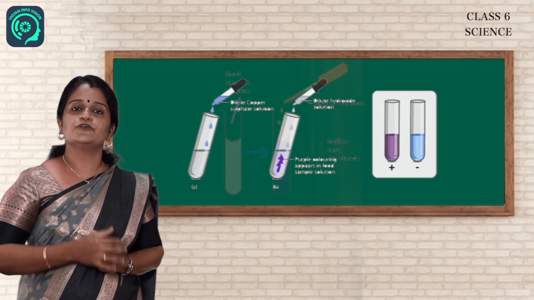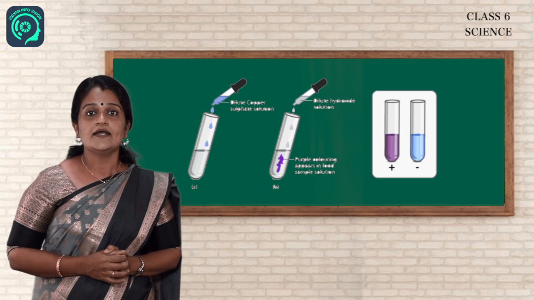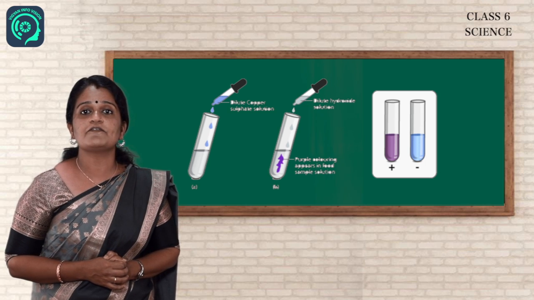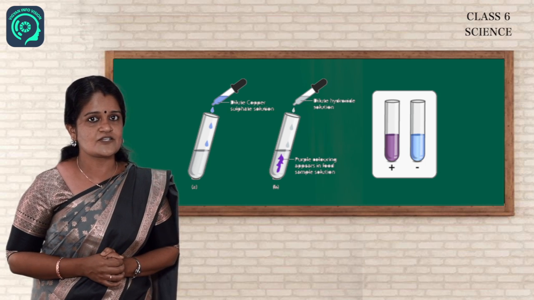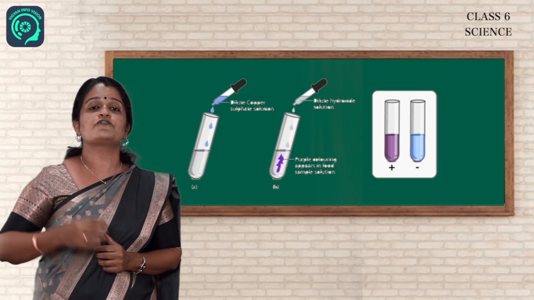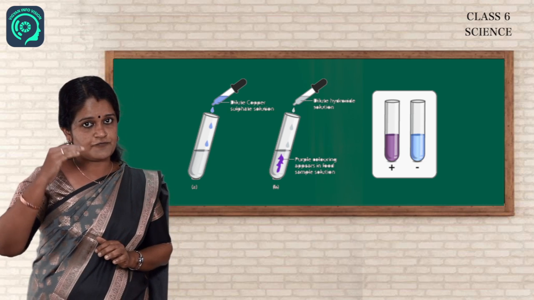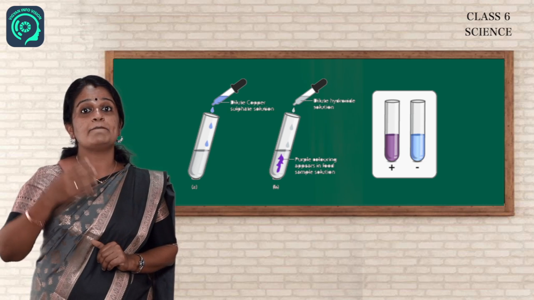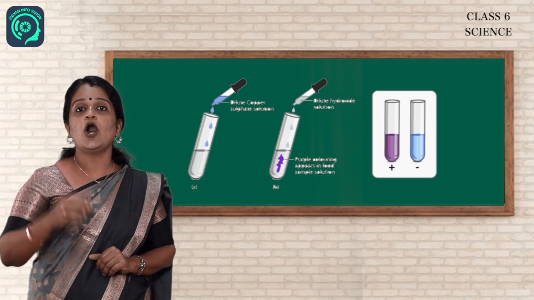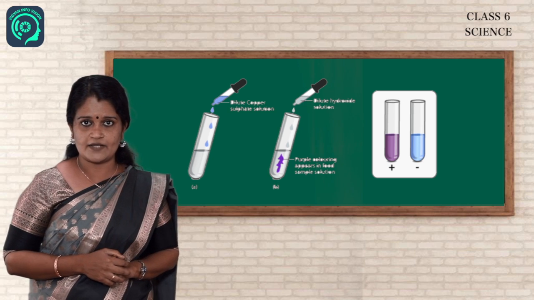Next, the test for the proteins. For this, we have to take one test tube, add 10 drops of caustic soda solution and 2 drops of copper sulfate solution. You know about caustic soda, sodium hydroxide, and you have to add just 10 drops of caustic soda solution and 2 drops of copper sulfate solution. Wait for some time and you can see a purple color or a violet color in that test tube. This violet color or purple color indicates the presence of proteins in that food items.